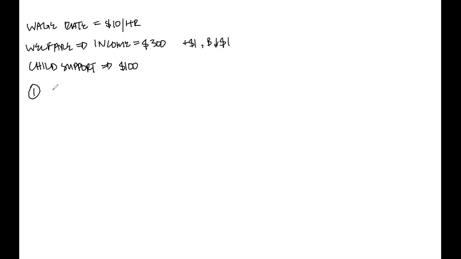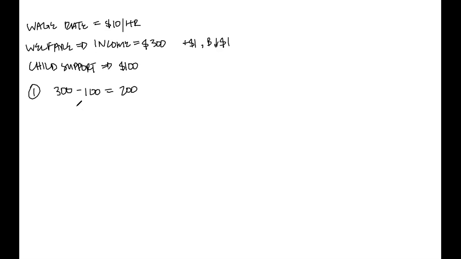So what we know is she's already making $100 from child support, meaning her benefits are reduced by $1 for each of those dollars. Okay, so she's making $100 in child support. That amount is subtracted from the welfare she's able to receive. So $300 minus $100 gives us $200. So she's receiving $200 from welfare.